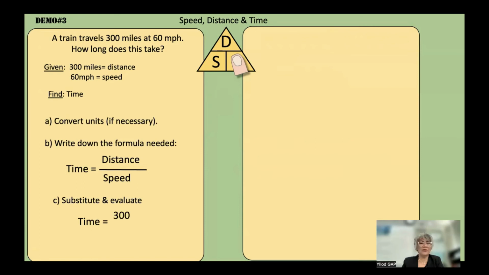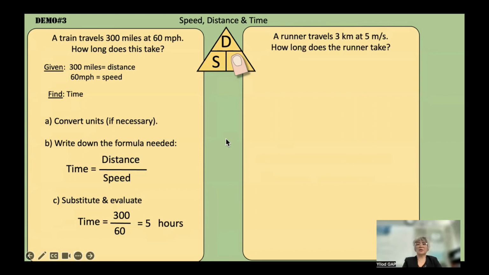evaluate. So 300 divided by 60, which is the speed. So you have 5 hours. Okay. So now let's go to the next. A runner travels 3 kilometers at 5 meters per second. How long does the runner take?